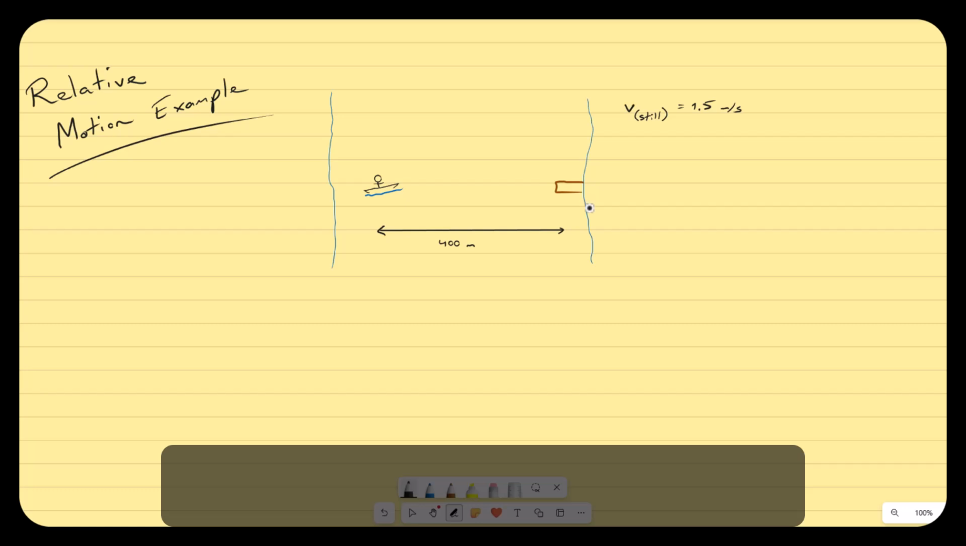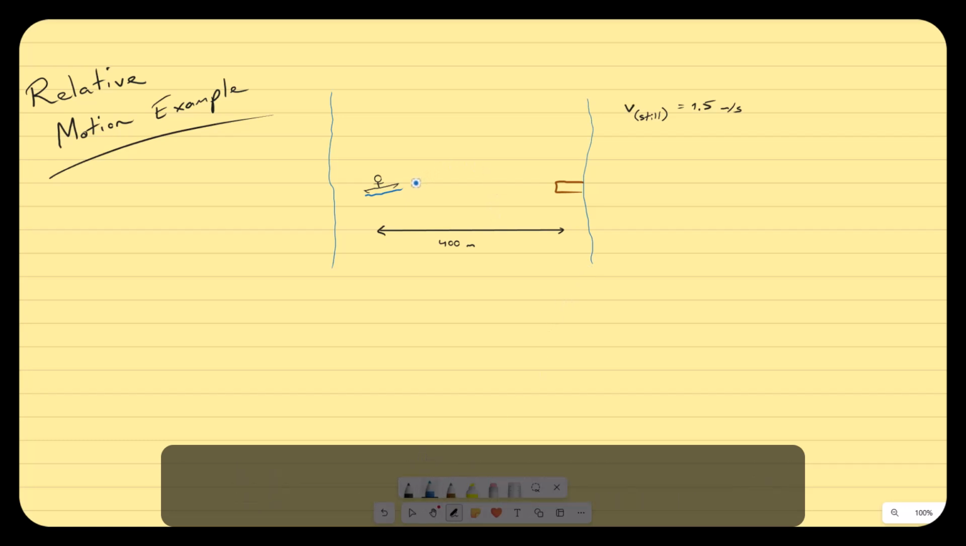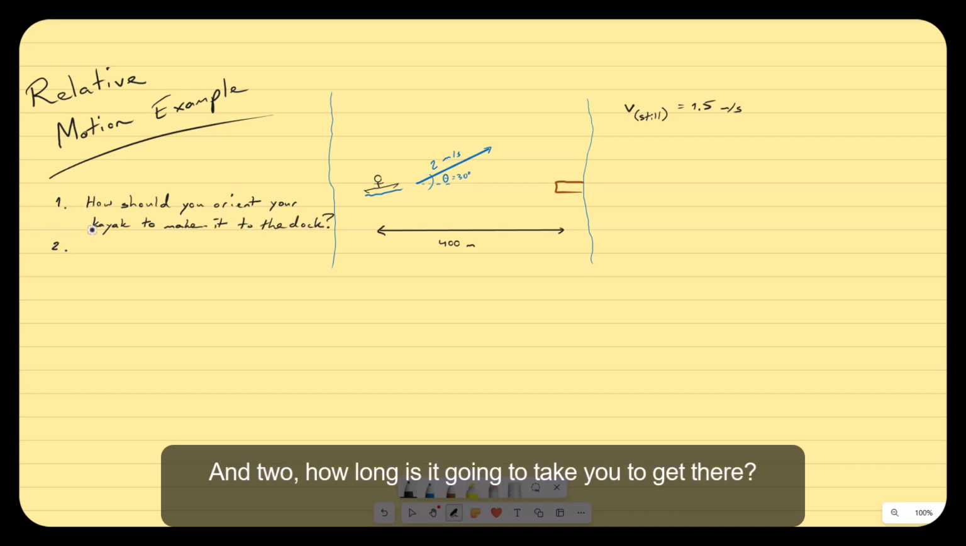And you also know that there's a current that's pointed 30 degrees north of east of 2 meters per second. So there is a current this way, hopefully that's exaggerated, 2 meters per second at 30 degrees north of east. I would like to know, 1, how should you orient your kayak to make it to the dock? And 2, how long is it going to take you to get there?